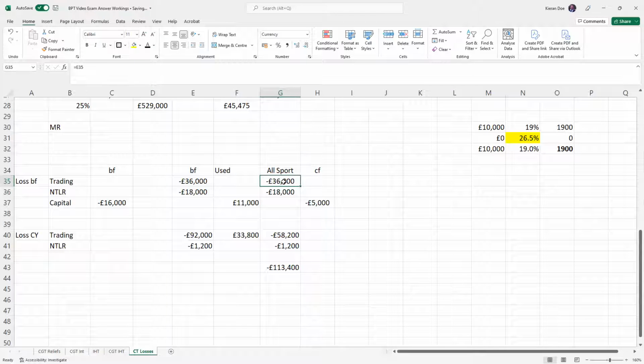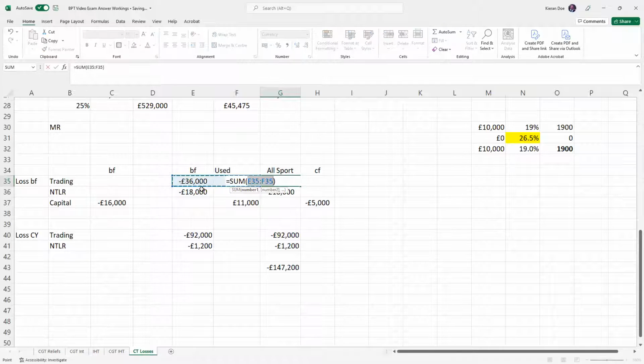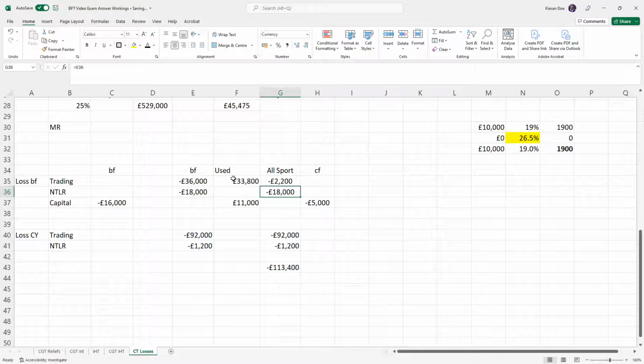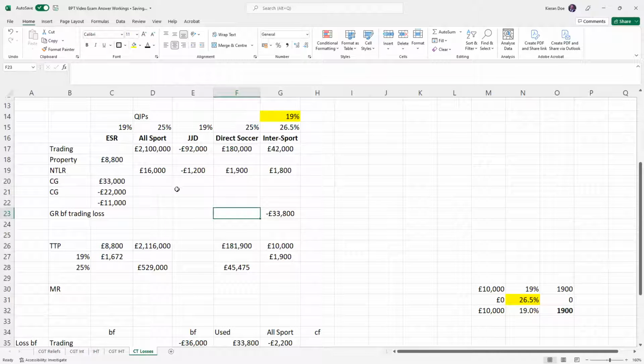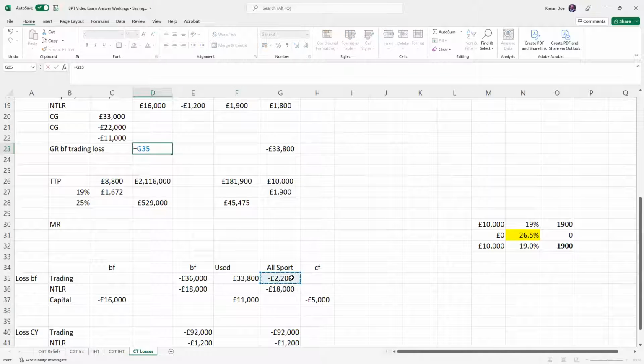So I think I did that as a current year claim. It doesn't really matter. I'll just put that there. So there wouldn't be as much left of the brought forward loss. So we've got the brought forward loss of the 36,000 that came, and then we've got the 18,000 as well. So we've used up 33.8k of that. So we've got the brought forward trading loss. The rest of that would go to All Sport.